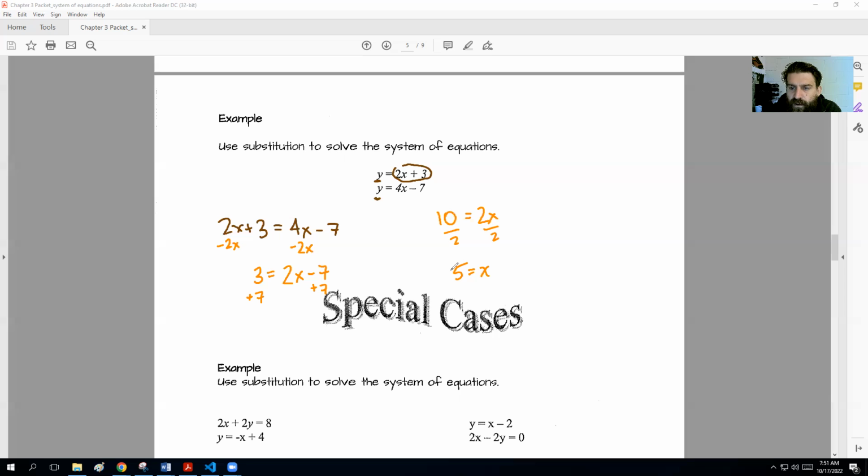Then to figure out what y equals, we're going to plug it back in. It doesn't matter which one we plug it back into. I'm plugging into that one there. y equals 2 times x, which is 5, plus 3. That'd be 10 plus 3, or 13. So the answer for this one here would be x is 5, y is 13.